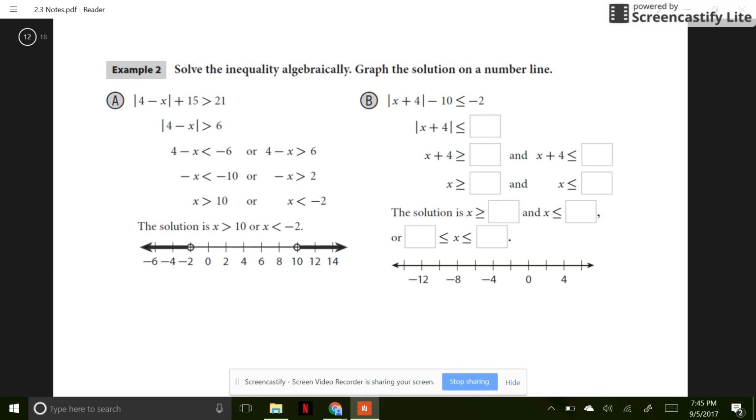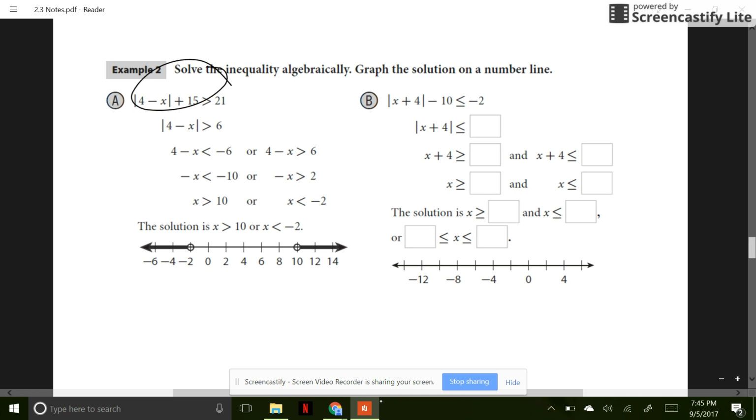So if we want to solve these inequalities algebraically, so here we've got absolute value of 4 minus x plus 15 is greater than 21. So we have to isolate. So we subtract that 15. Now our absolute value is greater than +6. So when we pull it outside, we'll say it's either less than the -6 or greater than the +6.